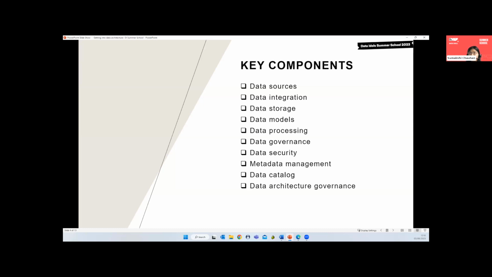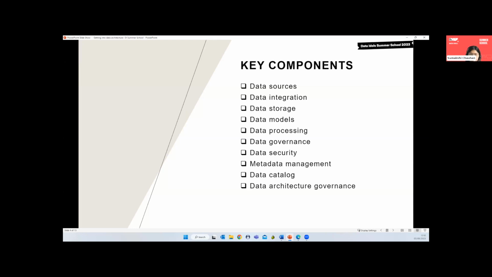The very first one is the data sources. It refers to the various systems, applications, databases, and external sources which either generate data or provide data. These sources can be internal to the organization, such as transactional databases or CRM systems, or they could be external, like through APIs.